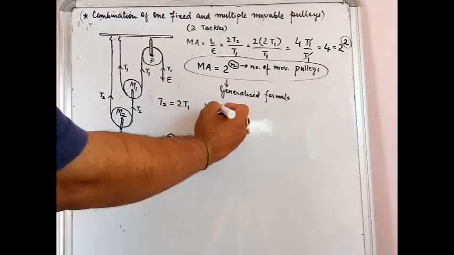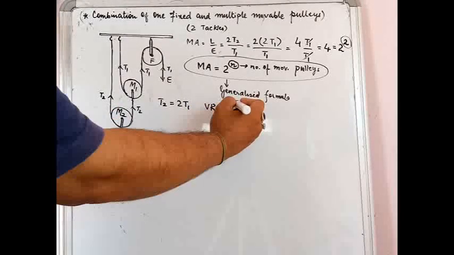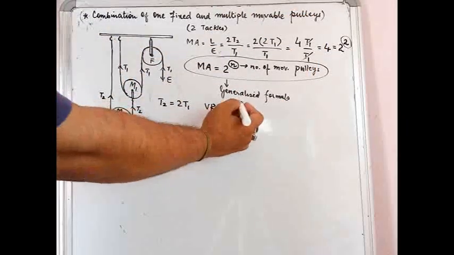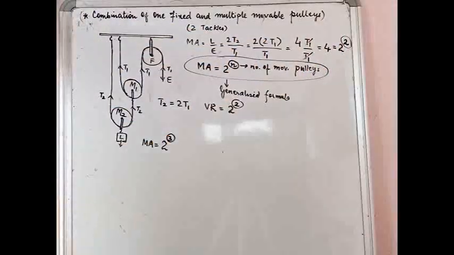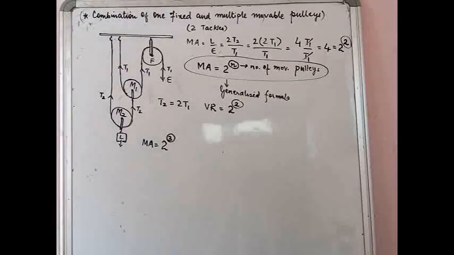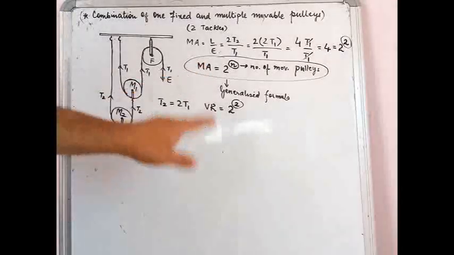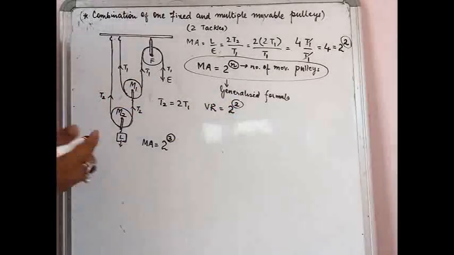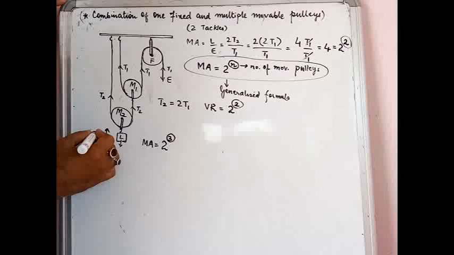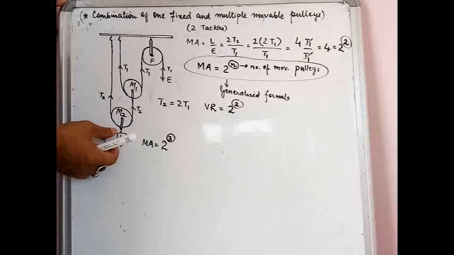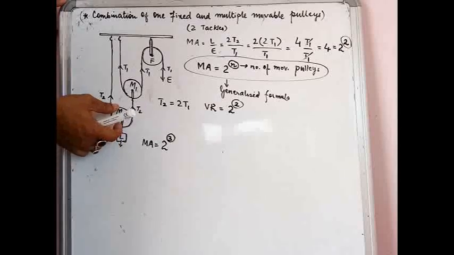Similarly, when we talk about VR, the value will also come out to be 2 raised to the power 2. I am again talking about this particular combination. Okay, so this 2 is again the number of movable pulleys in this particular case. Logically also you can try to understand how this value came out to be 2 to the power 2, that is 4. You see, if this load is to move up by 1 centimeter, because this load moves up by 1 centimeter, this pulley will try to move up by 1 centimeter.